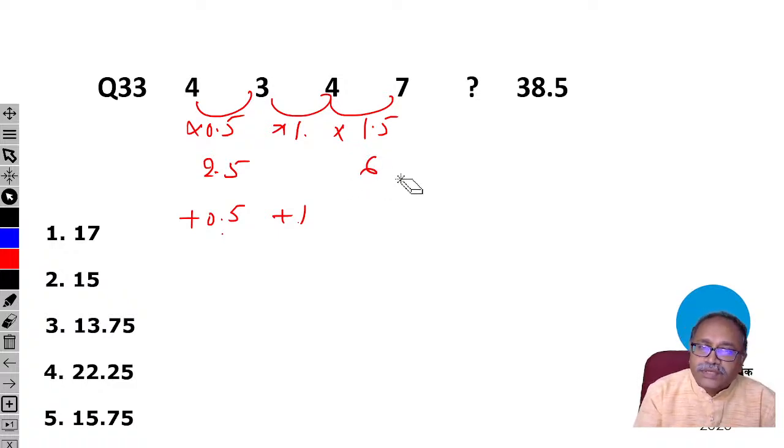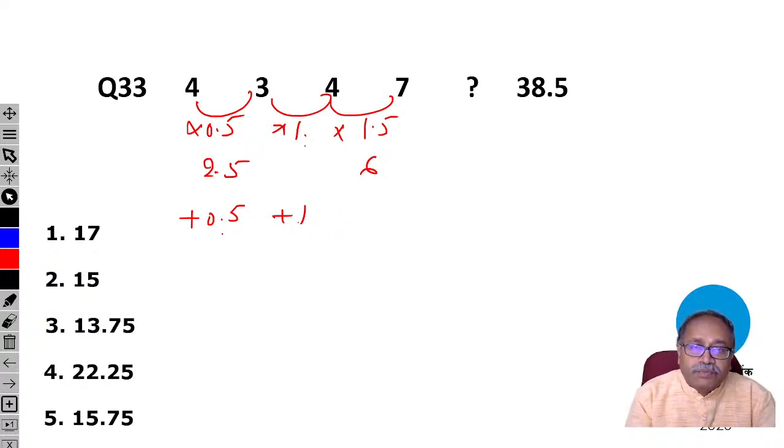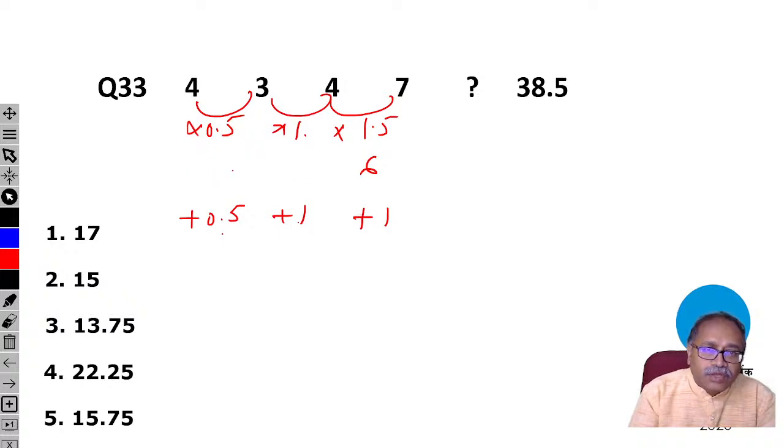No, 6 and then, what is that, 6 1.5 and 6 plus 1. Okay, so into 0.5 is 2. I'm sorry, this is 2.